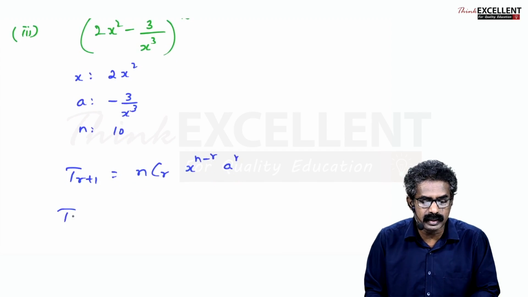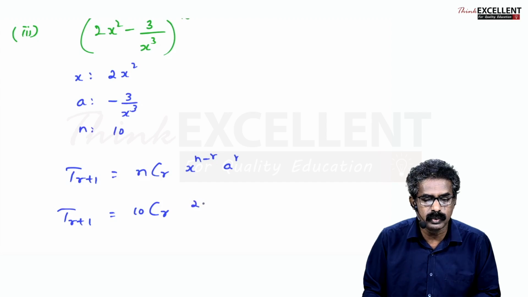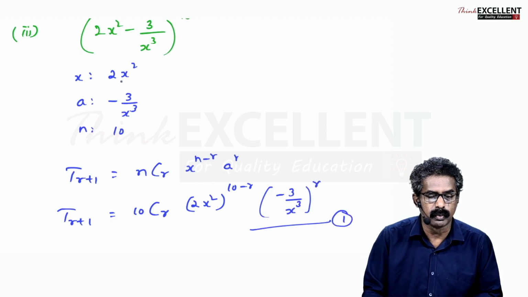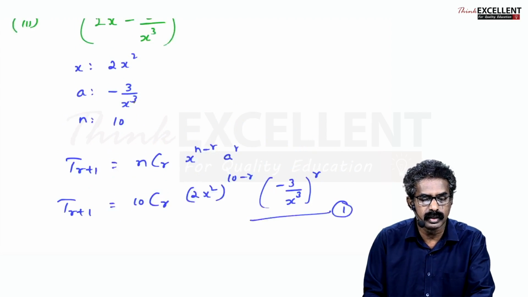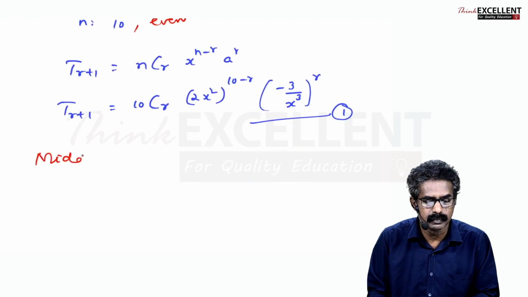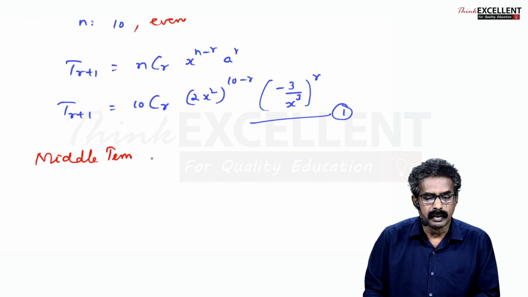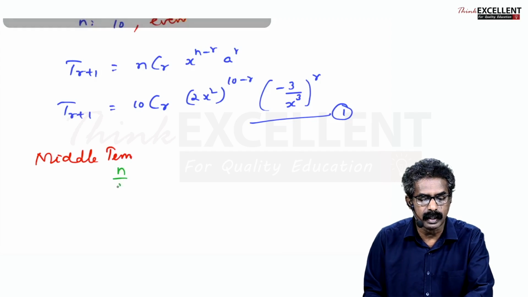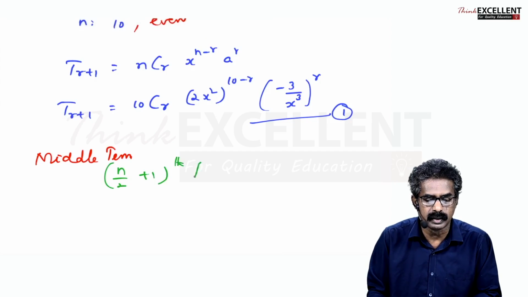So substitute the values. tr plus 1 is equal to, n is 10, so 10cr. x is 2x square raised to n minus r, 10 minus r, into a value, minus 3 by x cube raised to what? r. So this one, you just take it as equation number 1. Now we want the middle term, right? So here 10 is even number. There is only one middle term. First you see the position. Middle term, n is even, so n by 2 plus 1th term is the middle term.